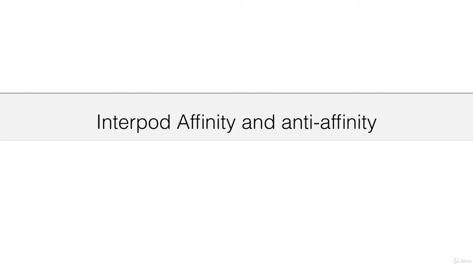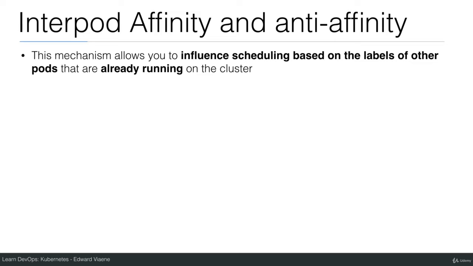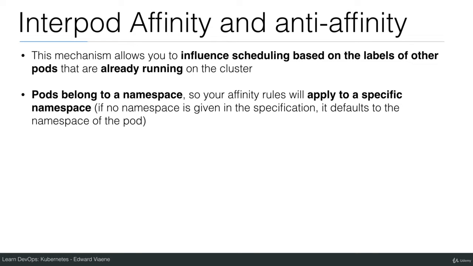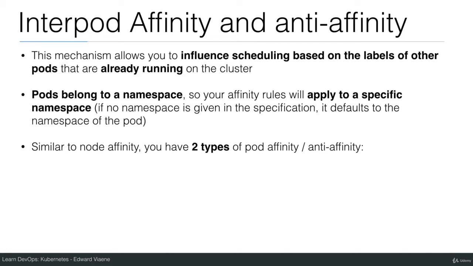In this lecture, I'll be talking about interpod affinity and anti-affinity. This mechanism allows you to influence scheduling based on the labels of other pods that are already running on the cluster. Pods belong to a namespace, so your affinity rules will apply to a specific namespace. If no namespace is given in the specification, it defaults to the namespace of the pod.